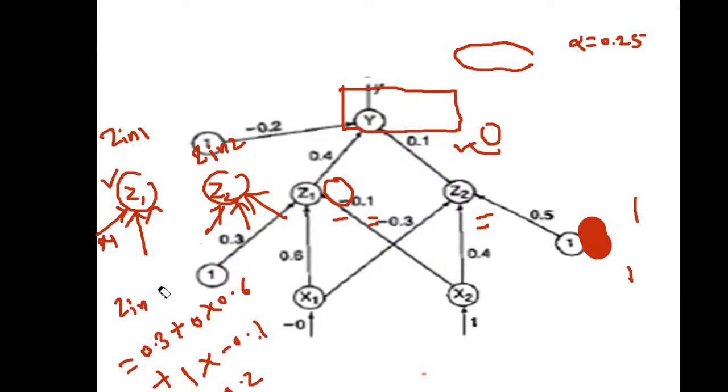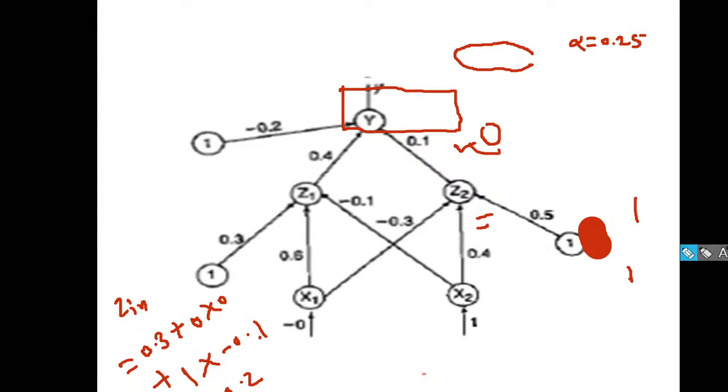So if you want to calculate, here we can write 0.3 plus 0.6 multiplied by the input, which is 0, so 0.6 multiplied by 0 is 0. And then the next one is x2, whose input is 1, so this 1 multiplied by this weight minus 0.1. So the total net is 0.2.